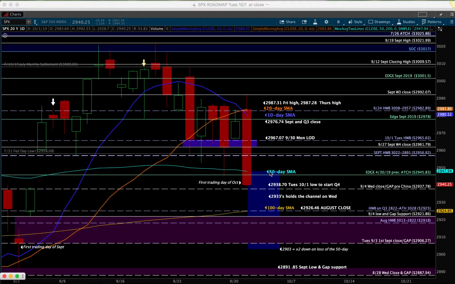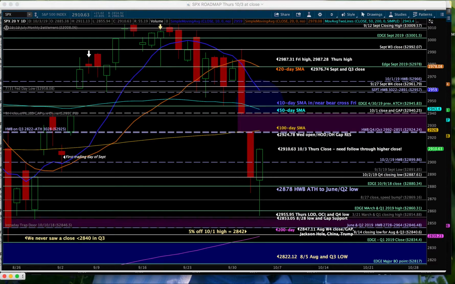And then I reconfigured the measured move to go from the high that we had made on the first trading day of October to the break of the 50-day, and I reconfigured down to what I thought would be a measured move target, just something to shoot at, a double down to 29.03. So that was the theme of the notes going in there. Flash forward a couple more days. Here we are, two more days forward at Thursday's close.